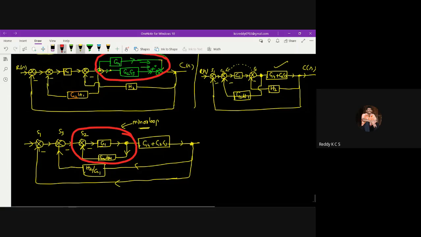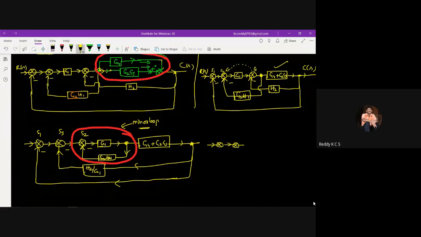So this complete thing can be replaced by applying the minor loop removal, G by 1 plus G into H. Here, if there is a minus, then I'll get plus. So this complete block diagram can be reduced now. Then it will be two summing points only.